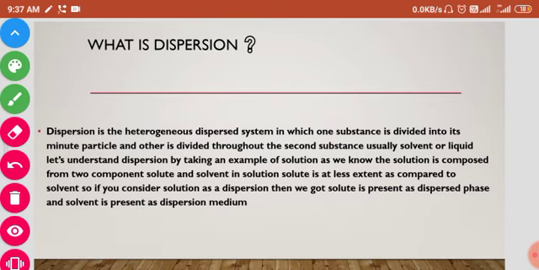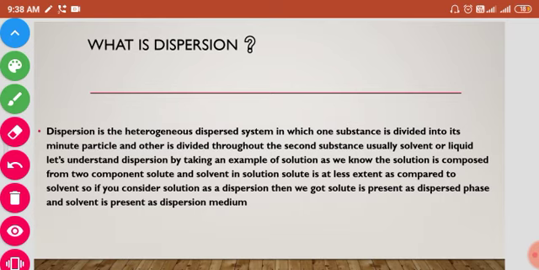Dispersion is any heterogeneous system which is composed of two components, or according to our PowerPoint presentation, dispersion is a heterogeneous dispersed system in which one substance is divided into its minute particles and distributed throughout the second substance. Usually the second substance is the solvent. The second substance is present in the solvent state. So let's understand the meaning of dispersion by taking an example of solution.